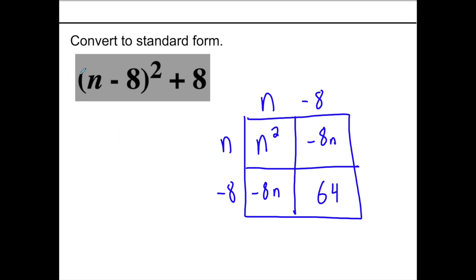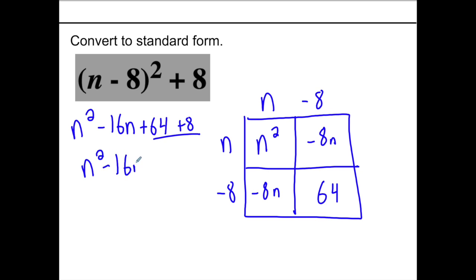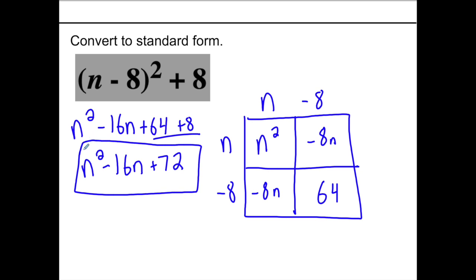Since there's essentially a 1 in front because there's no number, we have n squared minus 16n plus 64 plus 8. Okay, those combine. 64 plus 8 is 72. Now we are in standard form.